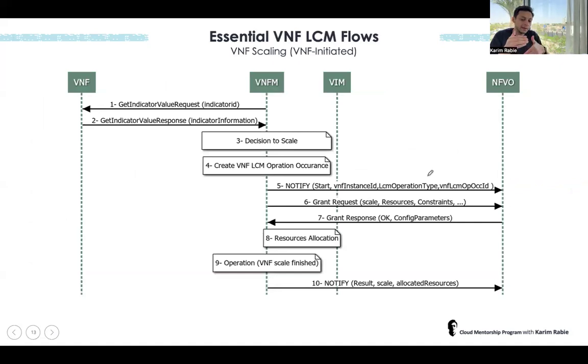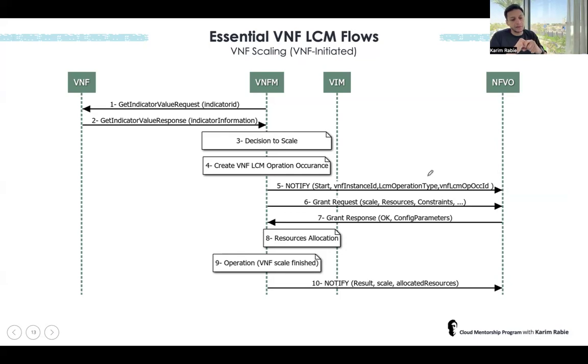There are many scenarios, and many network elements can trigger scaling. Scaling can be triggered from the infrastructure, from the VNF itself, from the EMS, from many entities. So I chose here the scenario where the trigger comes from the VNF.